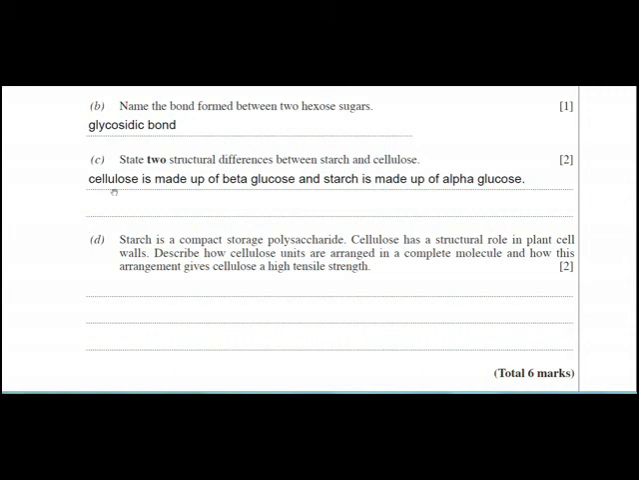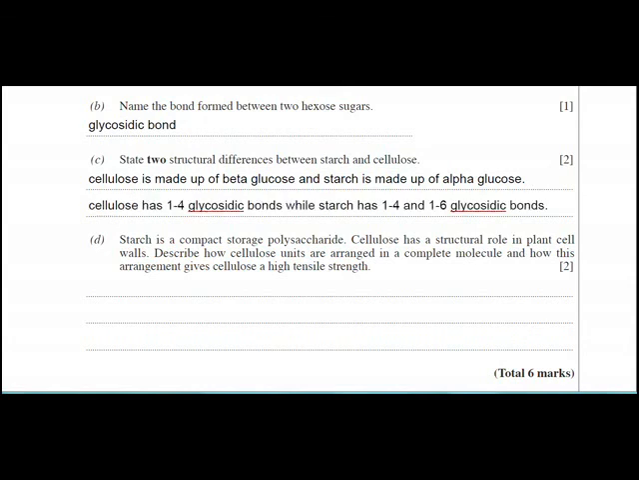If I read it out to you, cellulose is made up of beta glucose and starch is made up of alpha glucose. That answer states the two differences together. That's what the examiner would want to see. He wouldn't want to see, for example, just "cellulose is made up of beta glucose". If you just put that in, you would not have achieved 1 mark. The examiner does want two structural differences, so I'll type in another structural difference and we'll have a little chat about that.